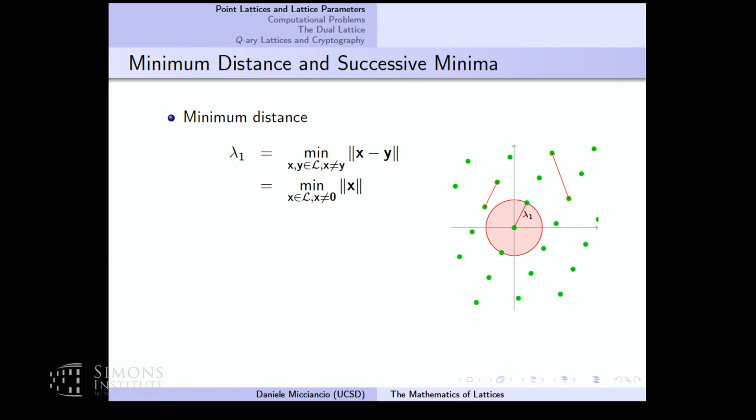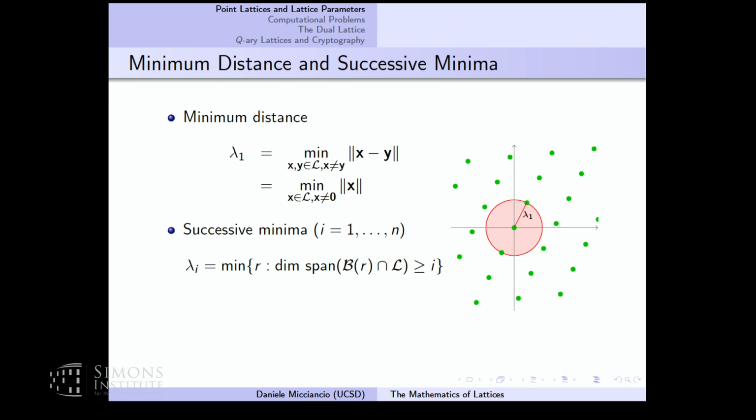So in 2 dimensions it is easy to compute, but in n dimensions the problem is much harder. Especially given a basis, because this minimum is just a point in the lattice, it's not necessarily one of the basis vectors. So I can give you a basis with long vectors, and we'll see soon how that can happen. But before we do that, let me introduce a few other parameters that come up in different applications.